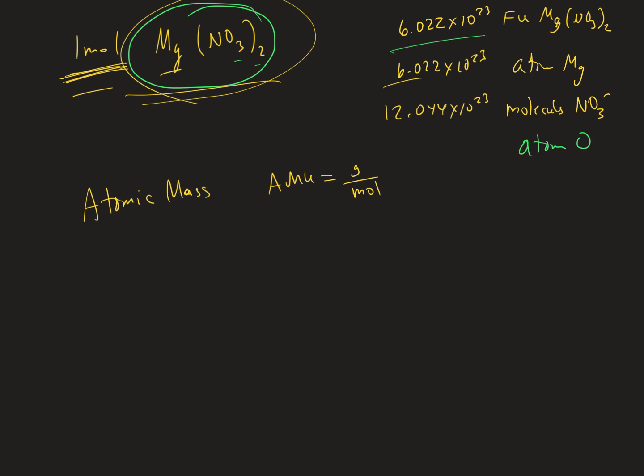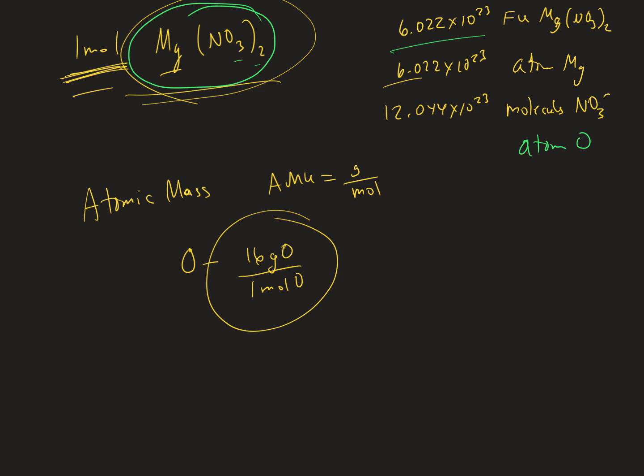So everybody get your periodic table out. What's the atomic mass of oxygen? 16 what? Grams of oxygen per 1 mole of oxygen. That's a conversion factor. You with me?